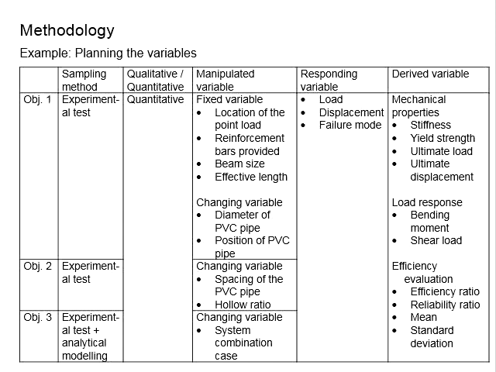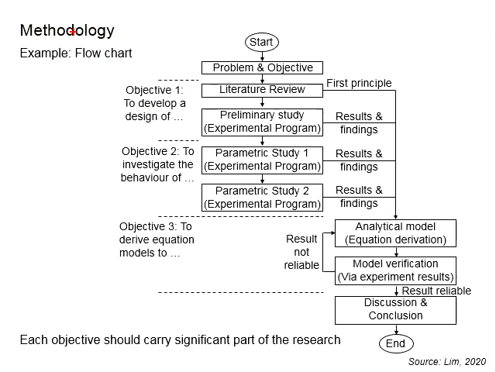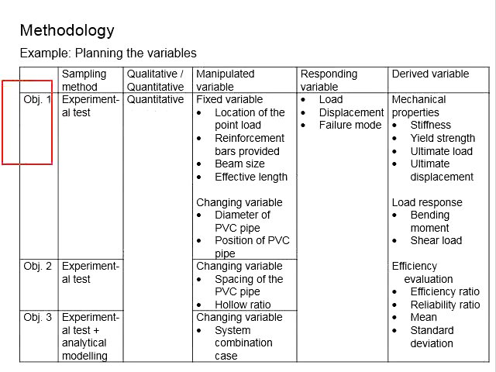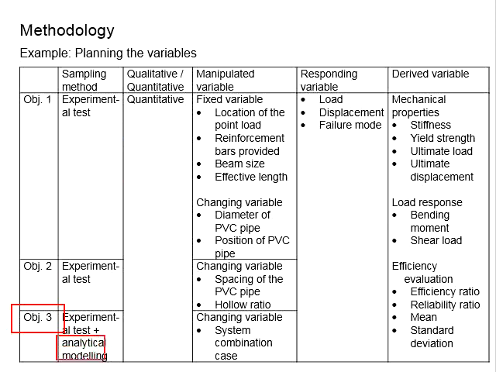Taking this as an example, which is an extension from the data collection plan as well as the flowchart developed for a research study, you have three objectives here. The first two objectives will be experimental study, and the third objective will be analytical modeling. Therefore, in terms of the sampling method, your first two objectives will be purely experiment, and your third objective will involve analytical modeling plus verification with the experimental results.